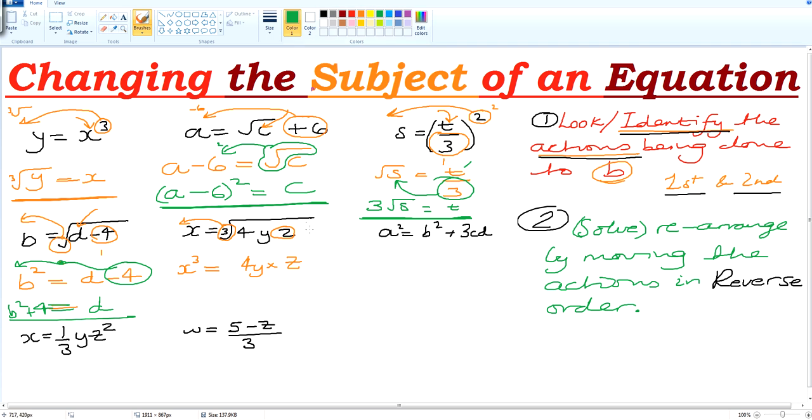Now we need to move the multiply by 4y over. Opposite of times by 4y is divide by 4y. Done. Nearly finished.